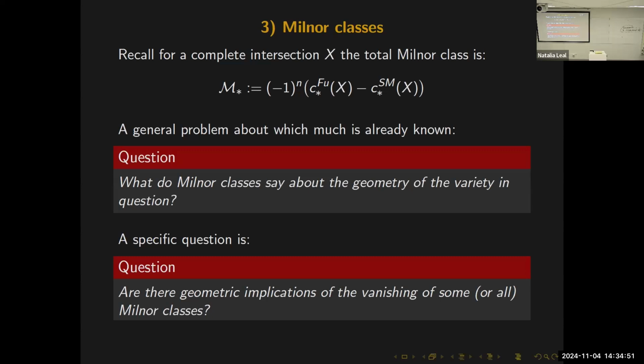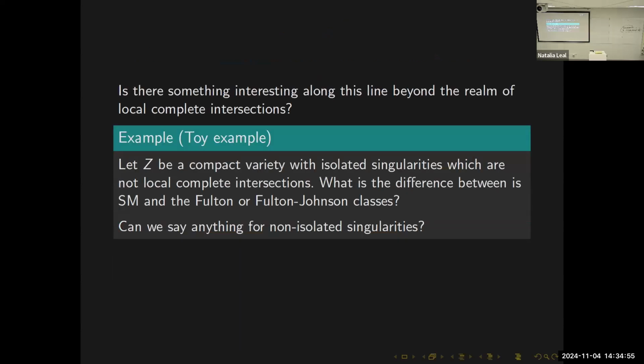So the next question is, for example, what if we are beyond the class of local complete intersections. So for example, take the case when you have a variety with a single isolated singularity. What is the difference between the Fulton or Fulton-Johnson and the Schwartz-MacPherson classes? So if this were a complete intersection, these two would coincide, and the difference would be the Milnor number. When there is not a Milnor number, these two may not coincide, or do not coincide in general. What is the difference? I think absolutely nothing is done.